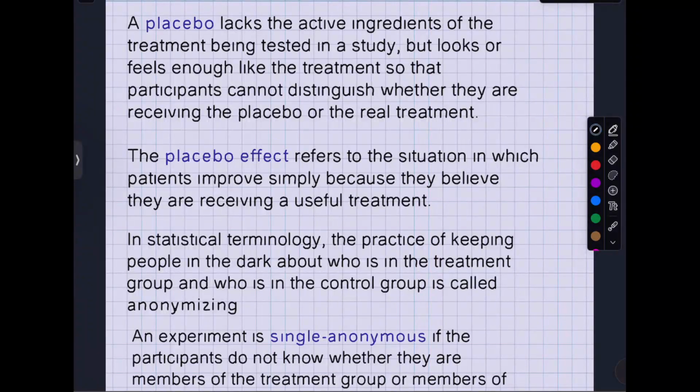So a placebo has no active ingredient for the treatment, but it looks the same as the actual treatment. Placebo effect refers to a situation in which the patient improves simply because they believe they are receiving a useful treatment. And again, a lot of times, obviously if it's a pill of some sort, usually the pill looks exactly the same, right? So that people don't know the difference.